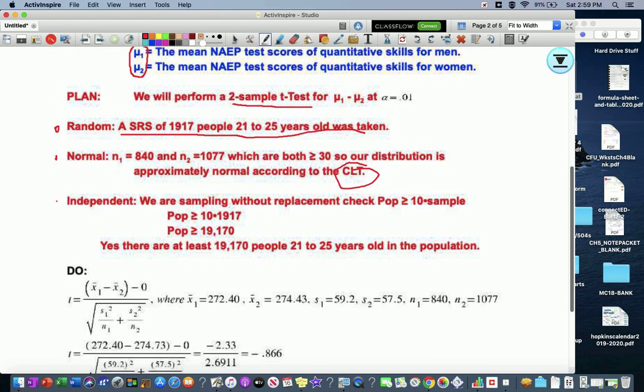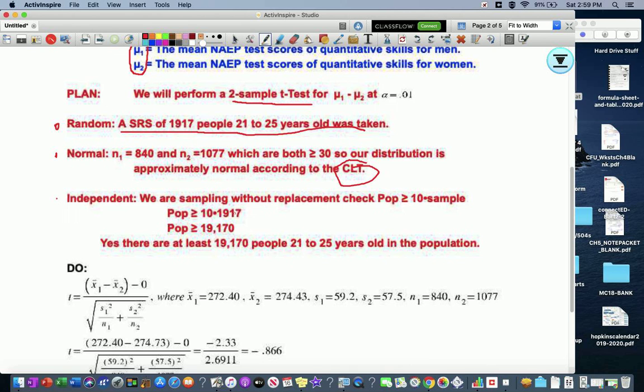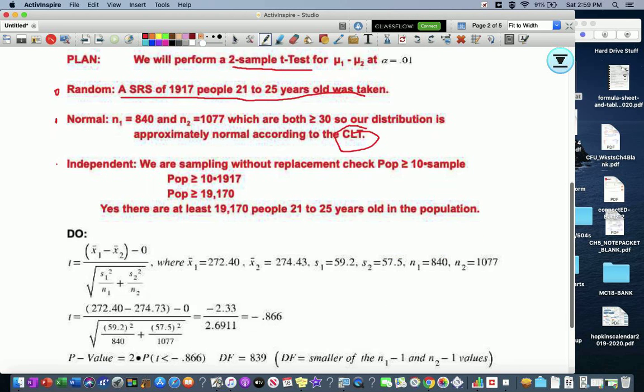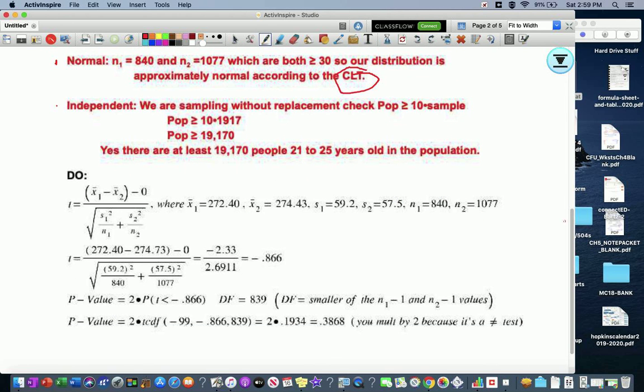All right, independent: if you are sampling without replacement, check to make sure the population is 10 times greater than your sample. Then when we get to the do part, this is where it could be worth anywhere between 3-5 points. I'm going to look for the formula. Are you plugging the values into the formula? Are you simplifying? Are you getting a correct t or z score? This one is a t score.